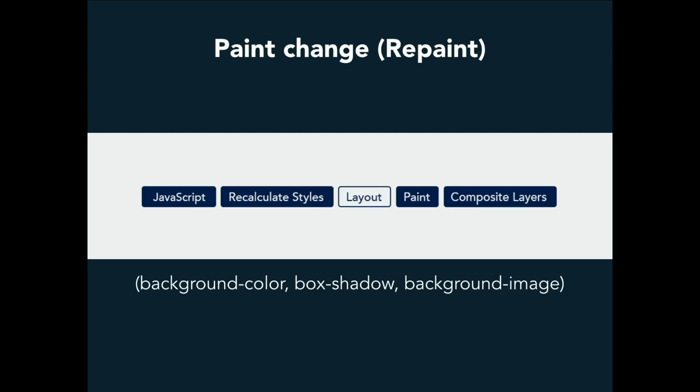Then we have the paint change. At this point, the browser knows exactly how much space each element is going to take, where it's going to be positioned, so there is no problem with layout. We can skip this step. This happens when we change properties like background color, box shadow, color, background image, and such. This is a bit less terrible type of change, but we still should avoid it because sometimes it can actually be the heaviest part of the rendering steps.